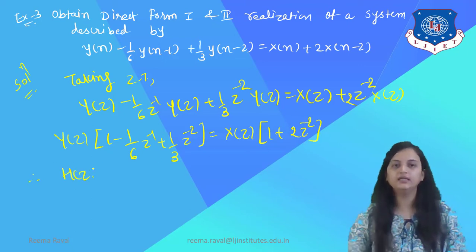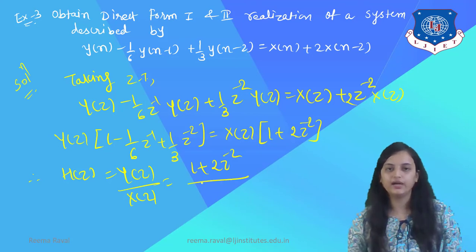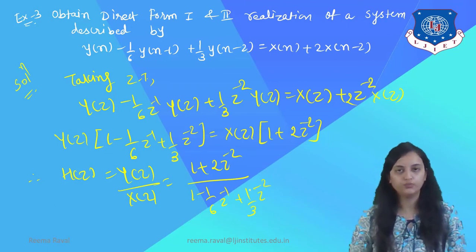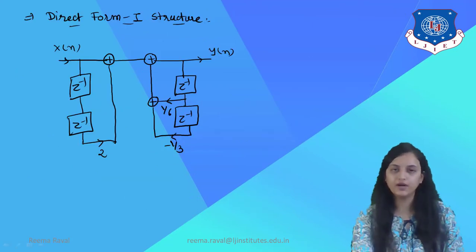So h of z, that is equal to y of z by x of z, that means 1 plus 2z raised to minus 2 divided by 1 minus 1 by 6 z inverse plus 1 by 3 z raised to minus 2. Now, if you want to plot the direct form 1 realization, we will take the numerator as h1 of z and the denominator as h2 of z. So let's see how we can plot the direct form 1 structure.